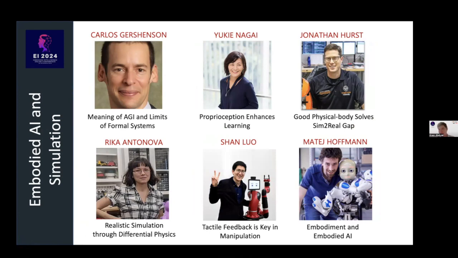We talked a bit about embodied AI and the simulation and the lack of embodiment, or the level of embodiment, in the current embodied AI works. So one of the theoretical ways of thinking was presented by Carlos. He was revisiting the limits of formal systems and questioning the meaning of artificial general intelligence.